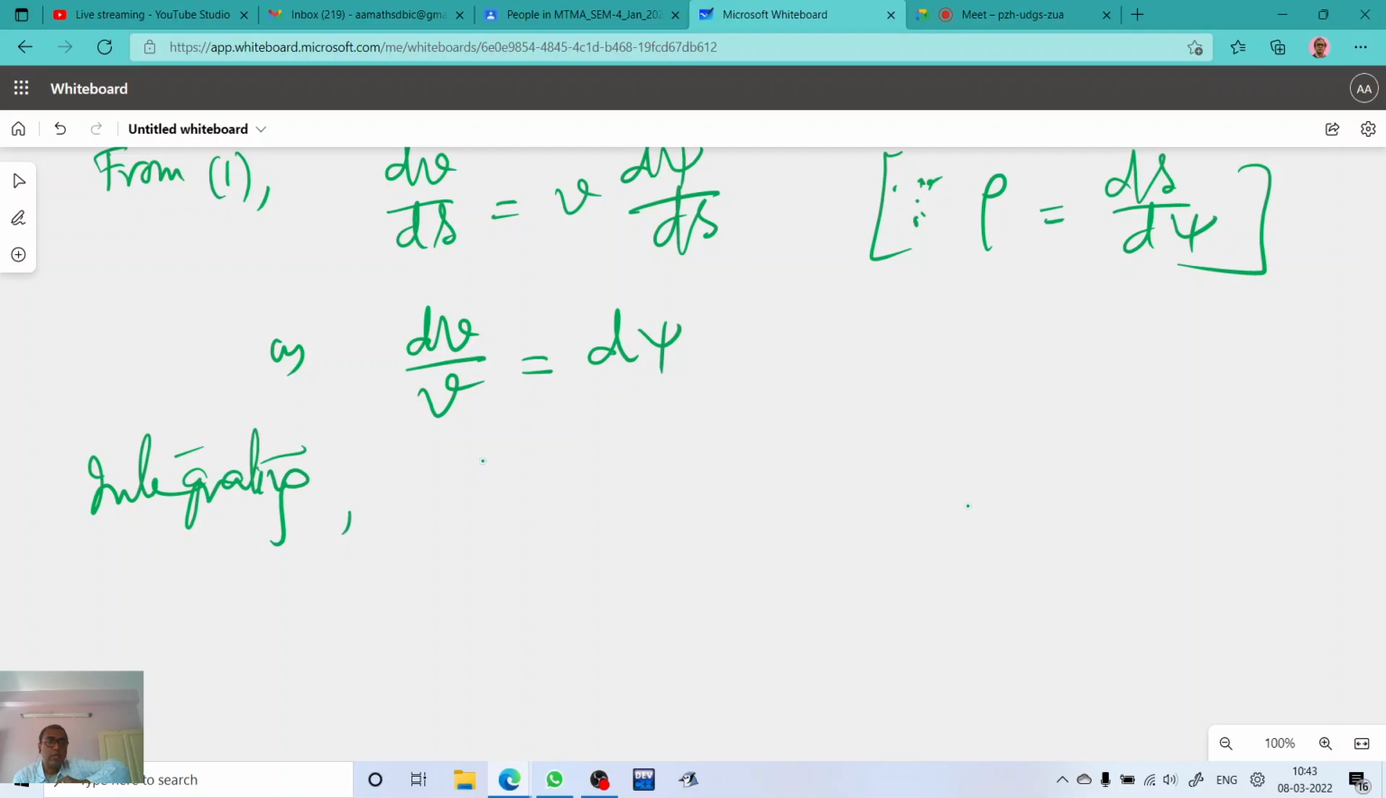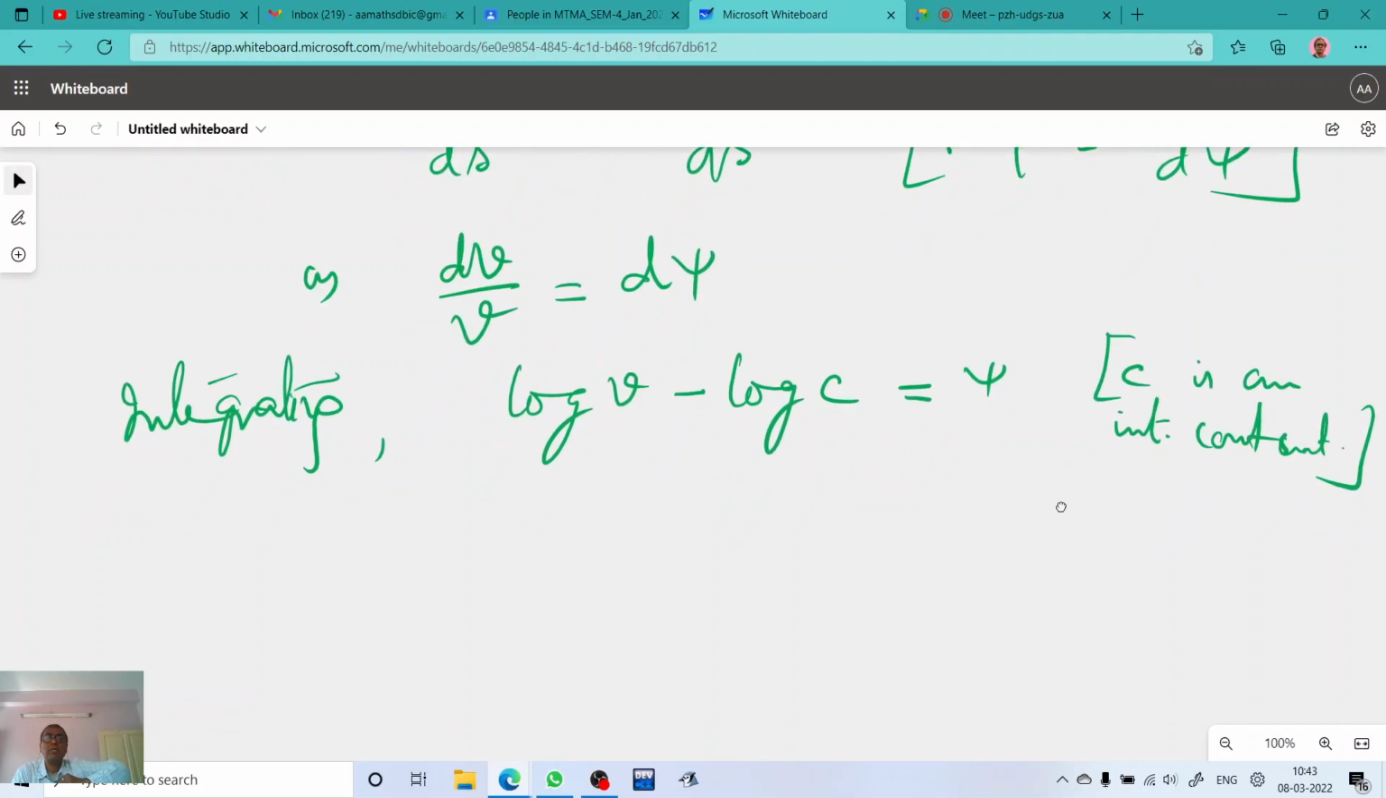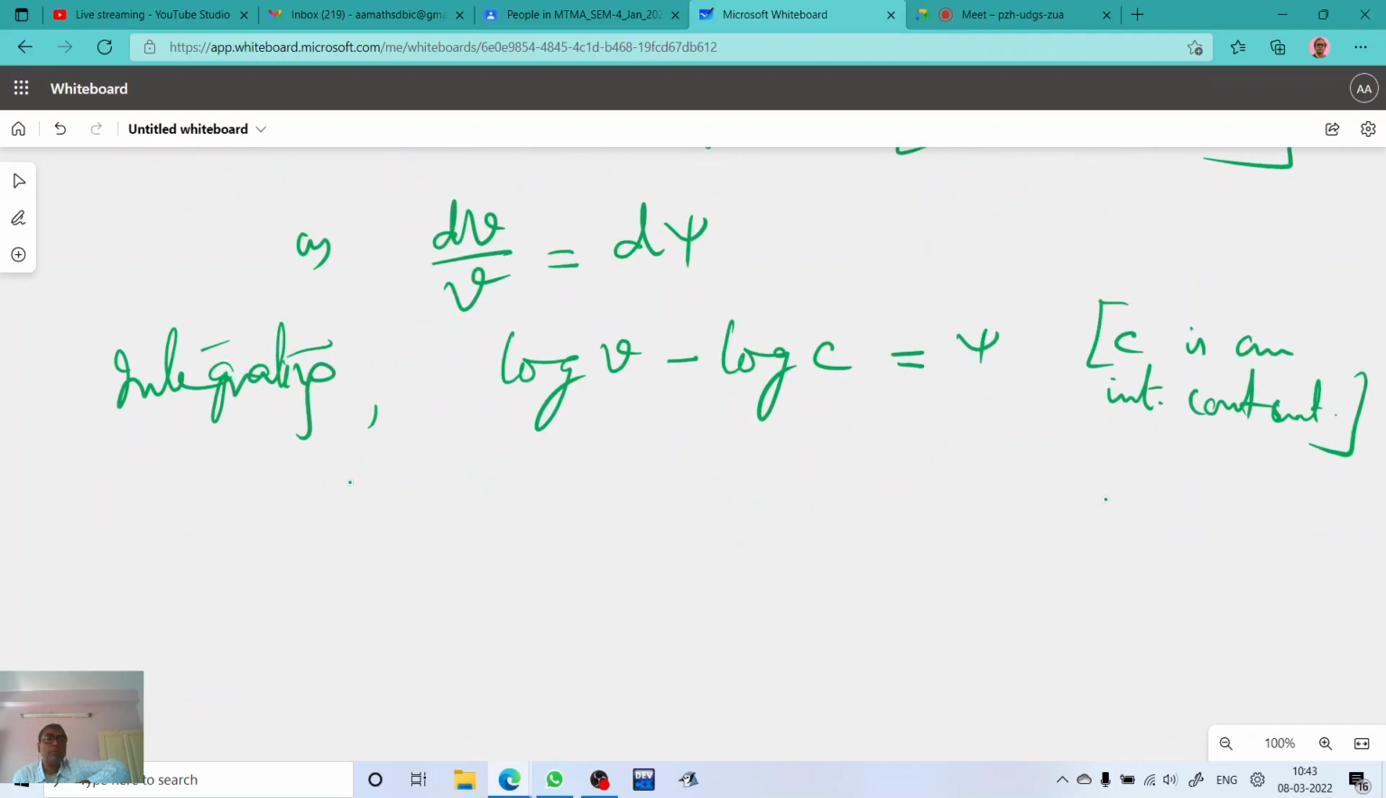we get logarithm to the base e of v minus logarithm of c equals to psi. Here C is an integrating constant. Here logarithm base is e. So from this we get v equals to c into e to the power psi, exponential of psi. Call it equation 3.